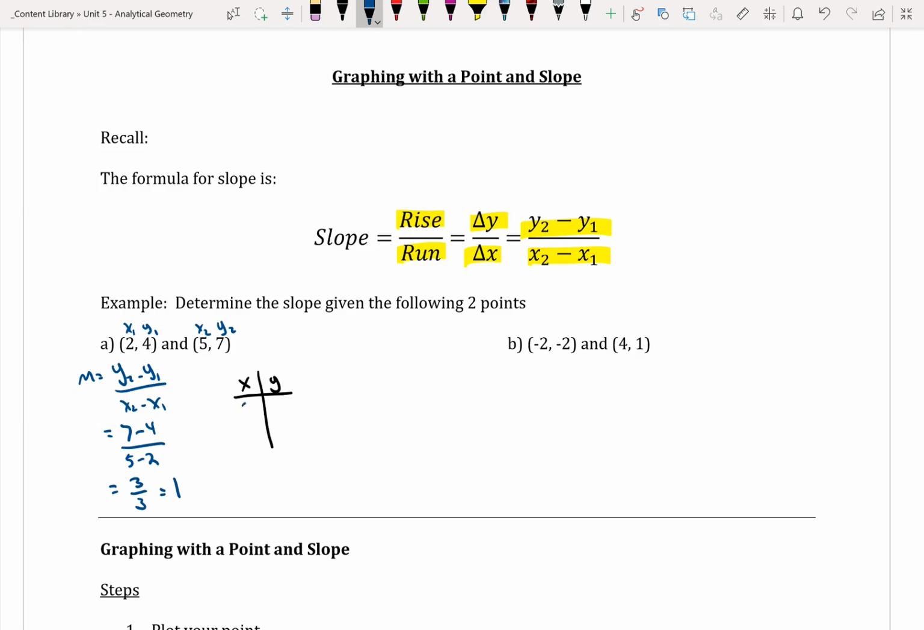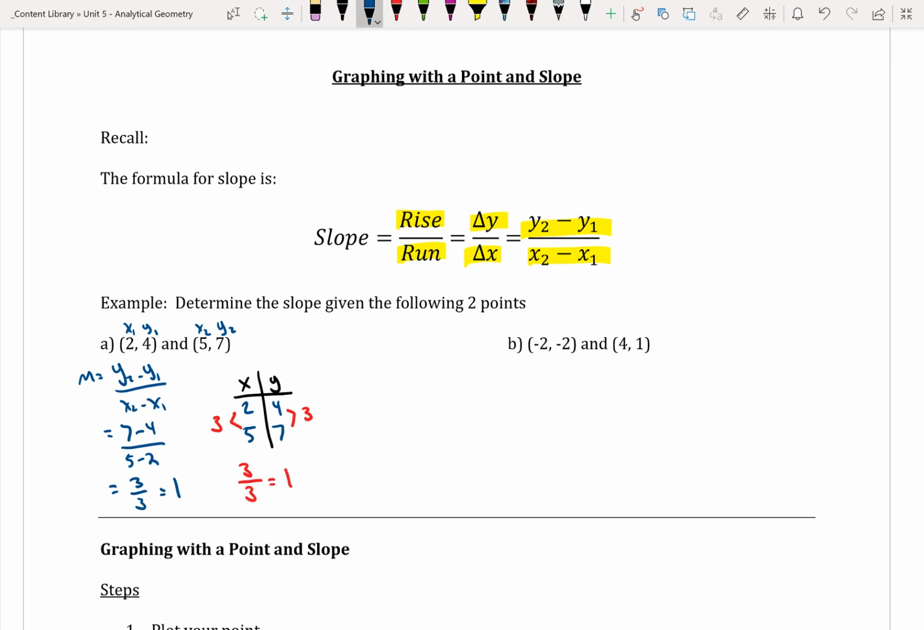I'm going to put in my points, 2, 4, 5, 7. From here, I'm going to look at, well, what's the change in my y values? Well, I'm changing by 3 or increasing by 3. Same with from 2 to 5. Rise over run. Rise deals with y, so 3 over the run, which is x. 3 over 3, which is 1.